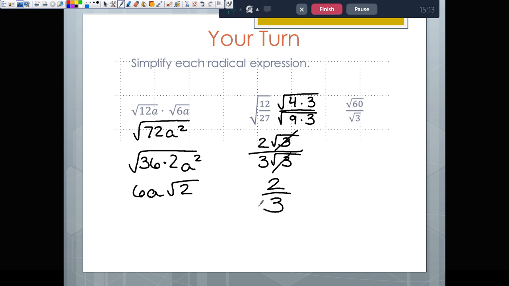Alright, how about my next one? Can 3 go into 60? Yeah. So I'm going to divide it. So I'm going to get square root of 20. Can I break apart the square root of 20? 4 times 5? Yep, and then 2 square root 5. Perfect.